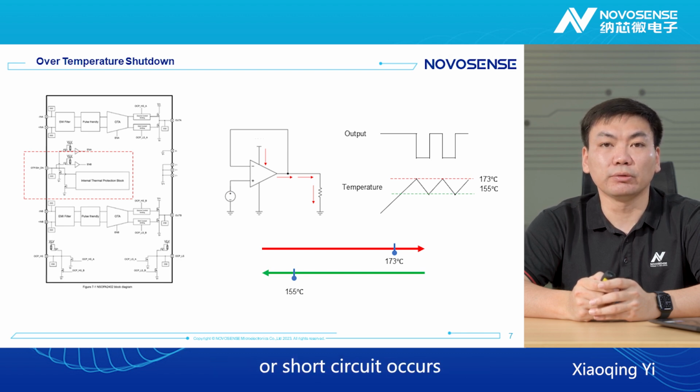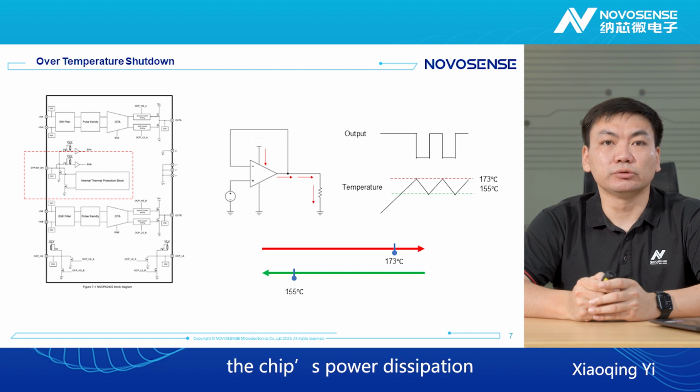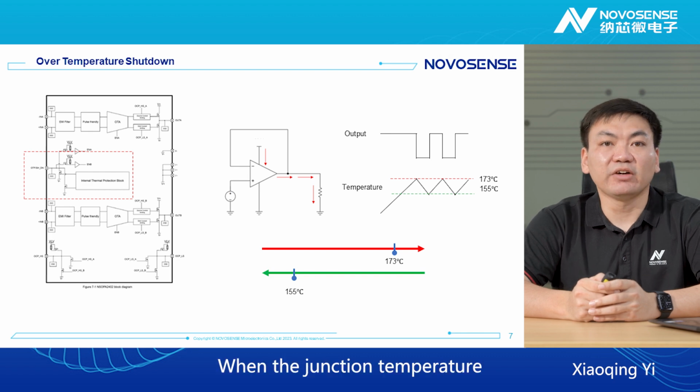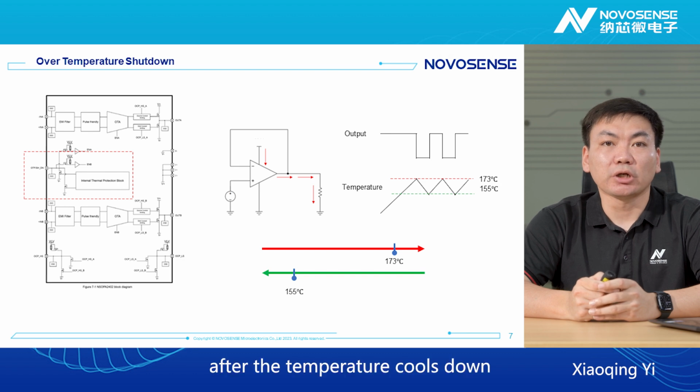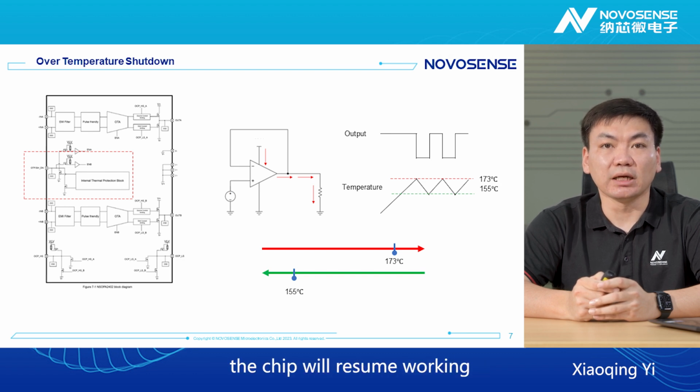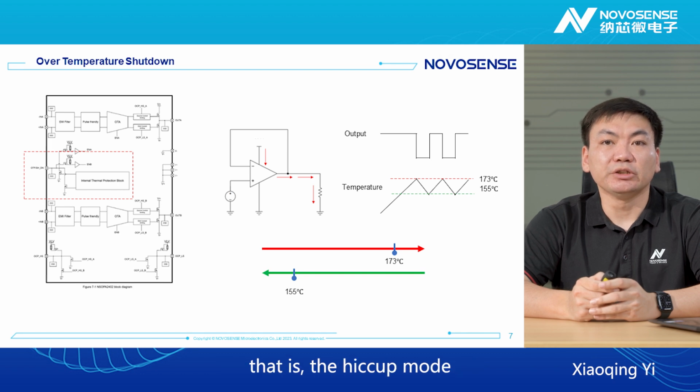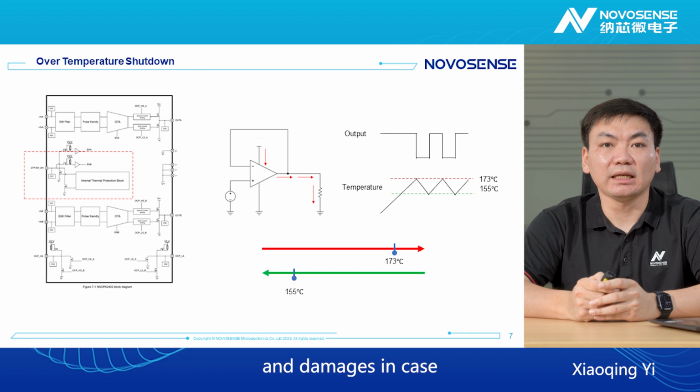When an overload or short circuit occurs, the chip's power dissipation is higher than the design value, causing a rapid rise in the junction temperature. When the junction temperature is more than 175 degrees centigrade, the chip will shut down. After the temperature cools down, the chip will resume working. This cycle will repeat constantly, that is, the hiccup mode. It can effectively protect the chip from overheating and damage in case of abnormal operating conditions.